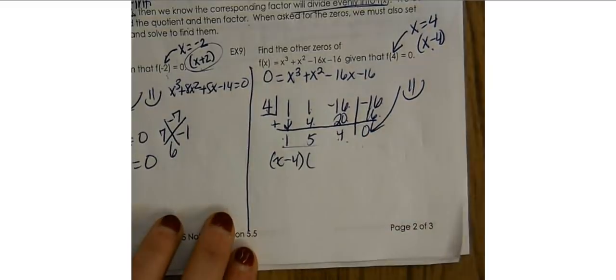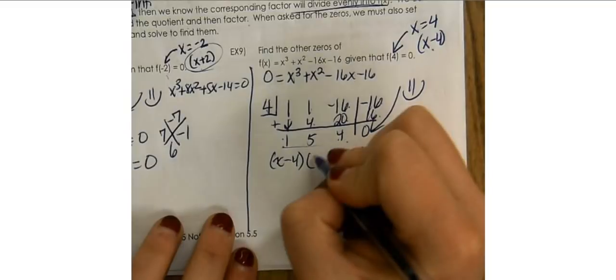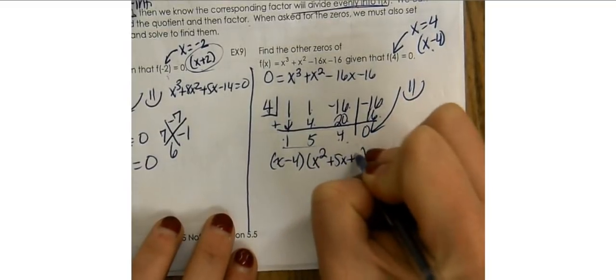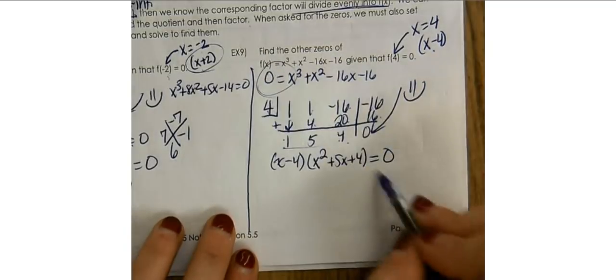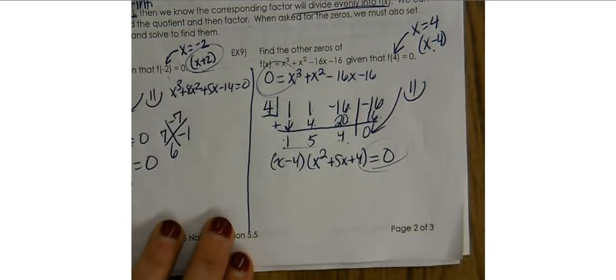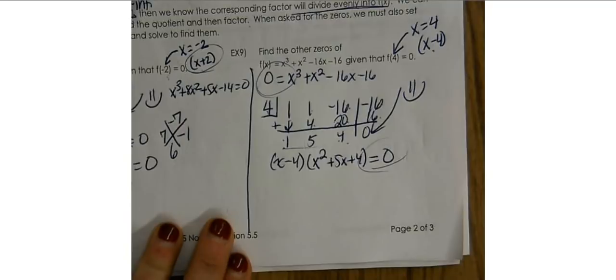So now I'm going to use that x minus 4, and I'm going to rewrite the 1, 5, and 4 as a trinomial. So that's going to be x squared plus 5x plus 4. And this is equal to 0 because this is an equation that we're solving. We're trying to find the 0, so the equation needs to equal 0.